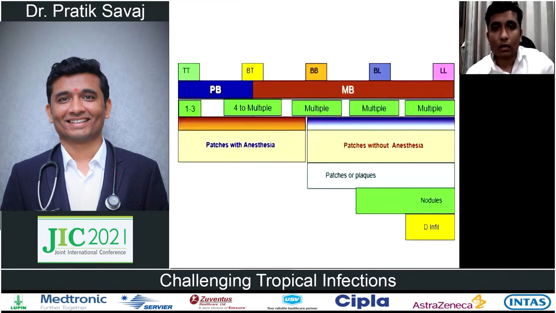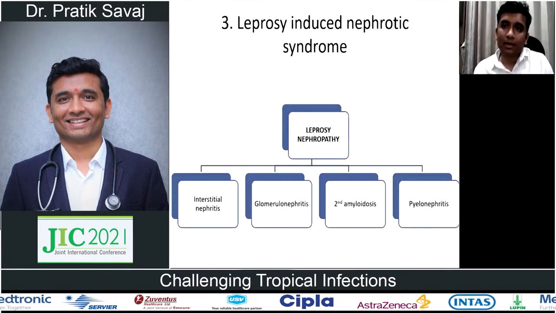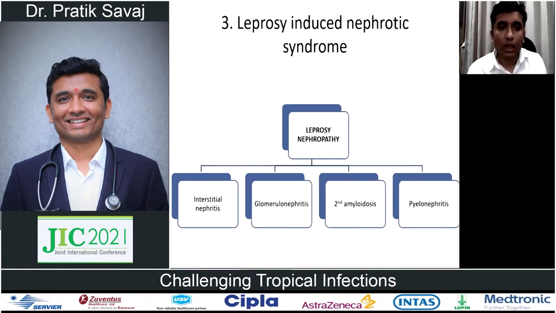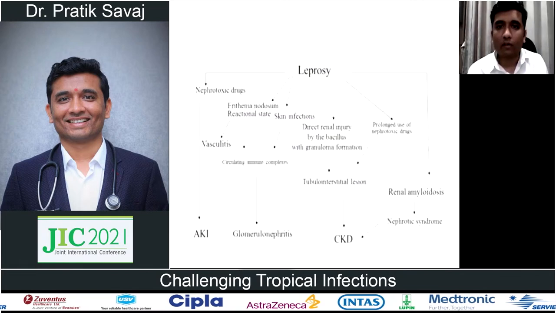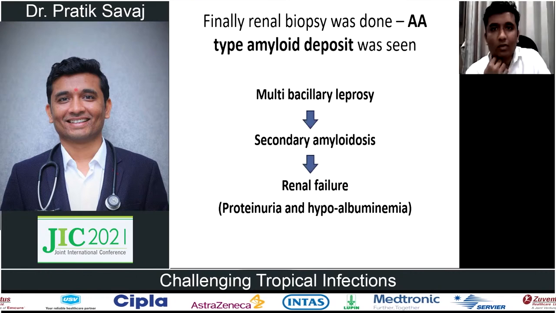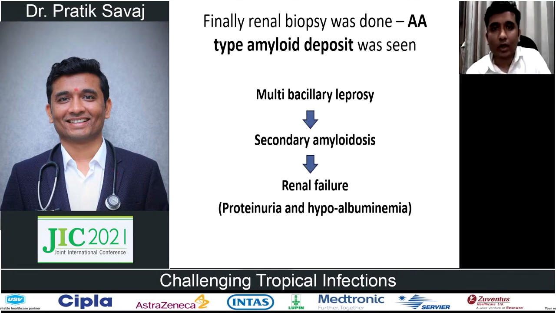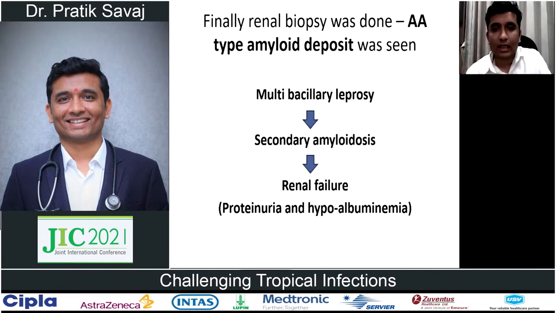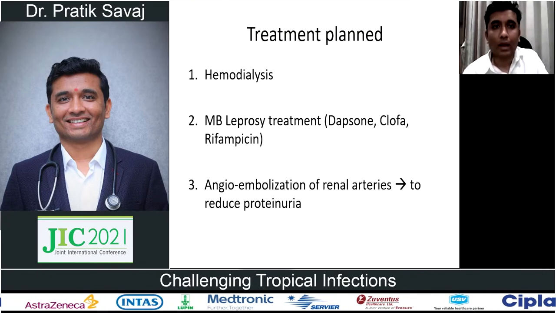Now, I will not go into detail of leprosy, you know it. But the main point is, can leprosy directly involve the renal system? So there are four forms of leprosy nephropathy. Either it is interstitial nephritis, or nodular nephritis, or secondary amyloidosis, or primary nephritis. And finally, the renal biopsy was taken, and the nephrologist was very happy because finally, in the renal biopsy there was AA type amyloidosis. So, the final diagnosis is multibacillary leprosy causing secondary amyloidosis, which led to renal failure, like proteinuria and hypoalbuminemia.